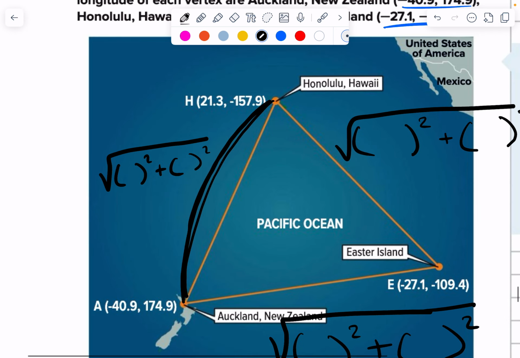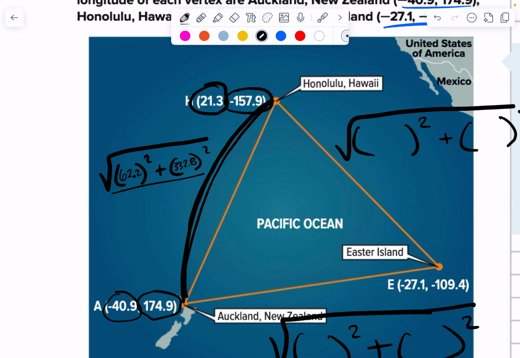All right, I want to know how far apart 21.3 and negative 40.9 is, okay? And that is going to be 62.2, I believe. Right, 62.2. Then I want to know how far apart negative 157.9 and positive 174.9 is. I'm going to use a calculator for that one. Since one is positive and one is negative, we are going to add those distances together, right? And I get 332.8, okay?